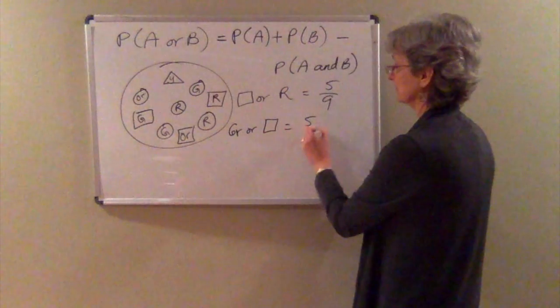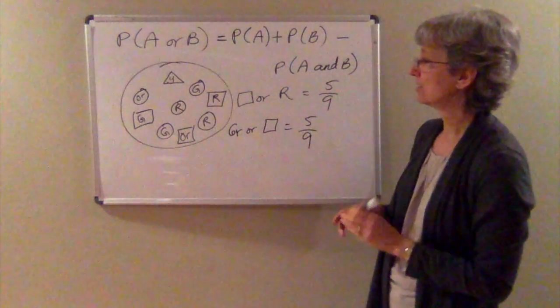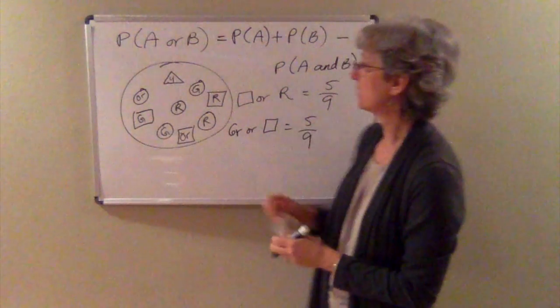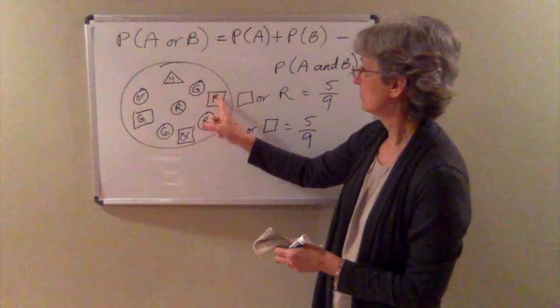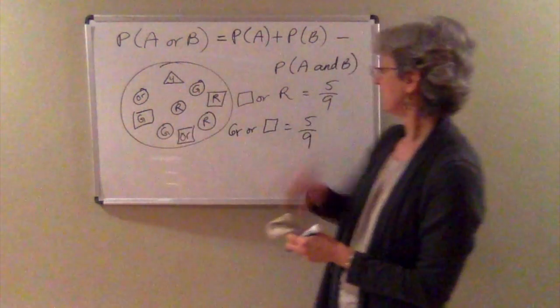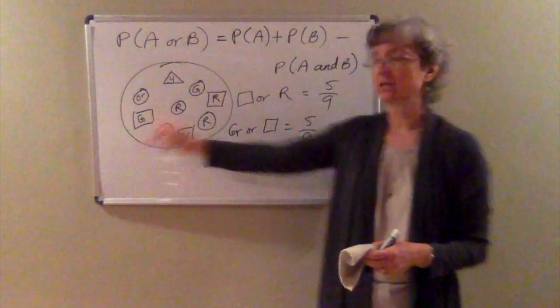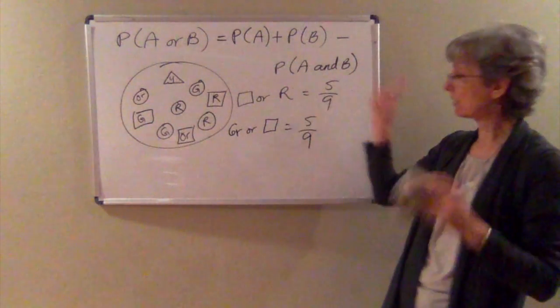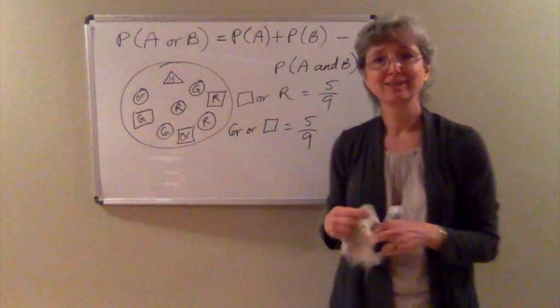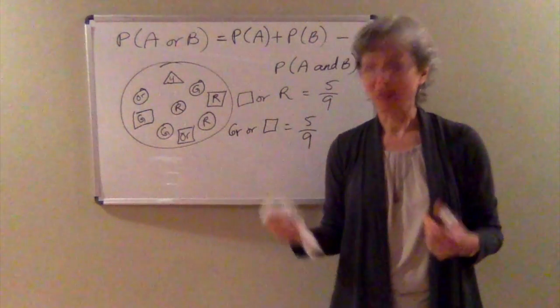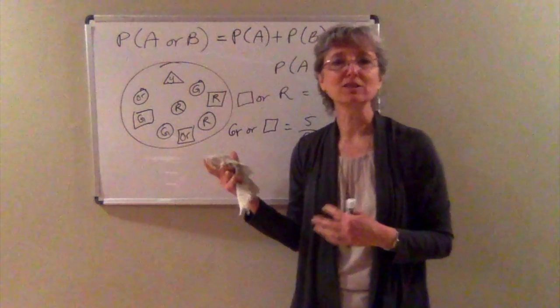That's also 5 out of 9. Don't count this green square twice. So count all the greens and the squares, 1, 2, 3, 4, 5 out of 9 without counting this one twice. Because if you count it twice, if you count all the green, then all the squares, then subtract the green squares, okay? See how that works? I hope you see how that works. That's what this section is all about.